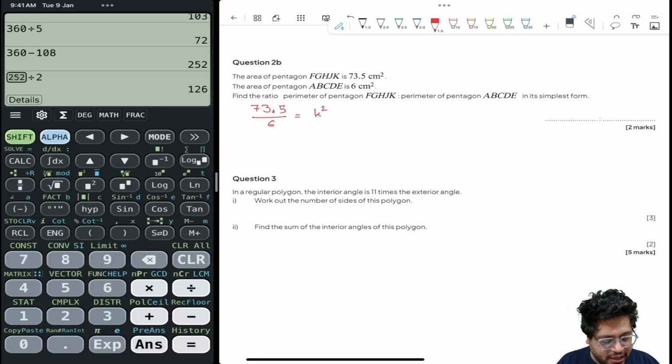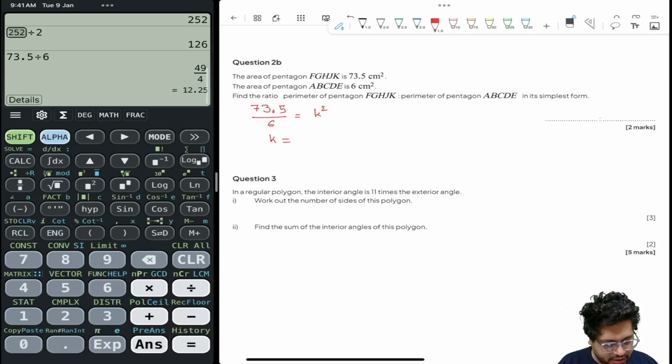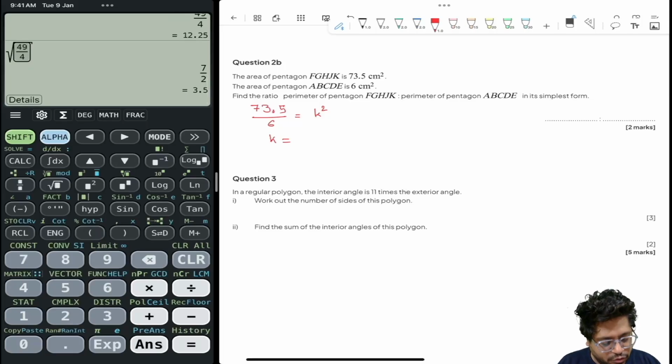So let's find k by doing the square root. 73.5 divided by 6 first of all you find, and then do the square root of it. So the square root of the answer is 7 by 2.